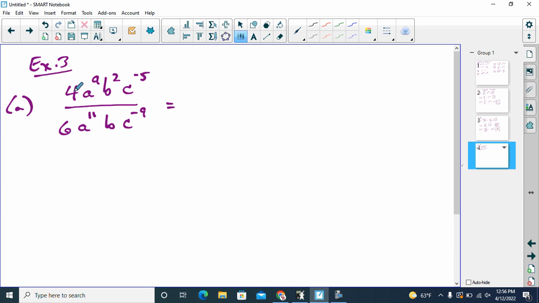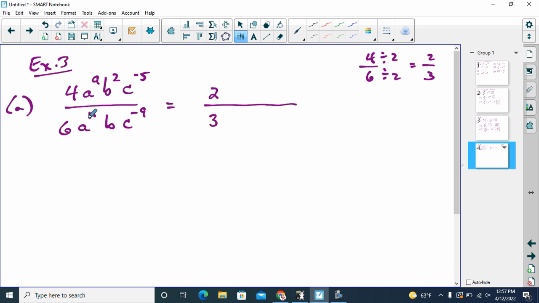So we want to start by dividing the coefficients. I have 4 divided by 6. Well, 4 divided by 6 does not come out even. So 4 divided by 6, we want to try to reduce it. I can divide the top and the bottom both by 2. That's going to reduce to 2 over 3. So the 4 over 6 becomes 2 over 3.